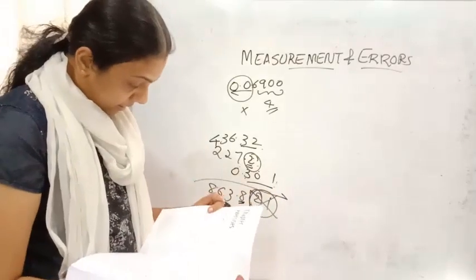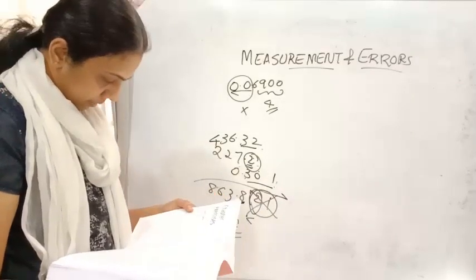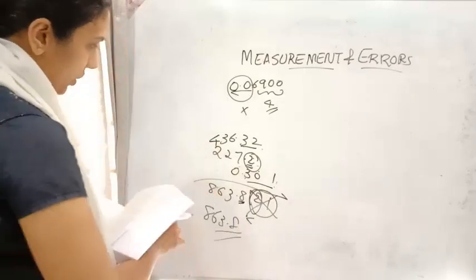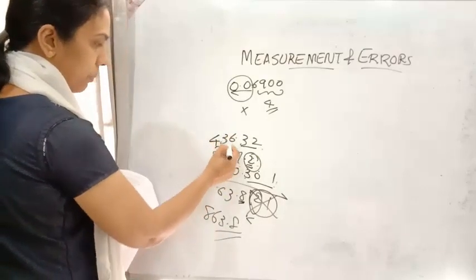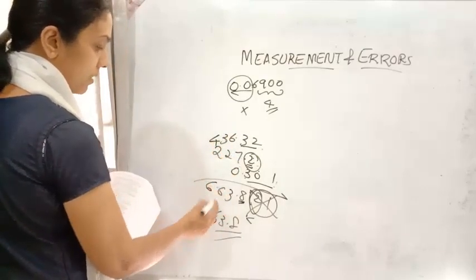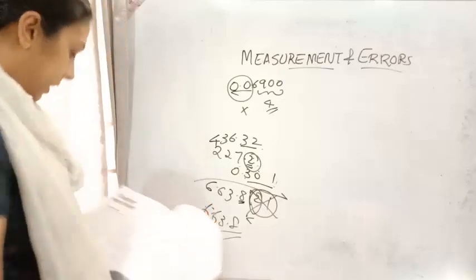Okay, clear? Then next, I think in my addition some mistake happened. Yes, it is 660. 3 plus 2, 5 plus 1, 6. This is 6. So 663.8.